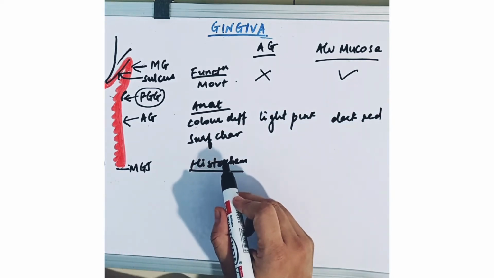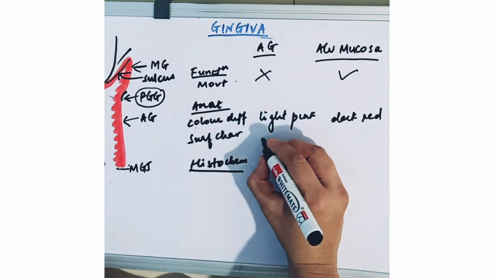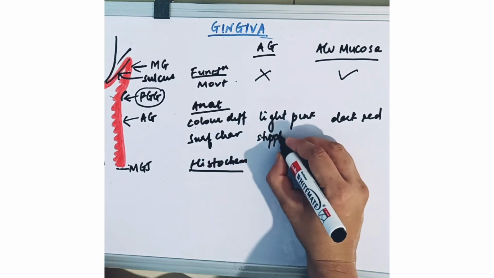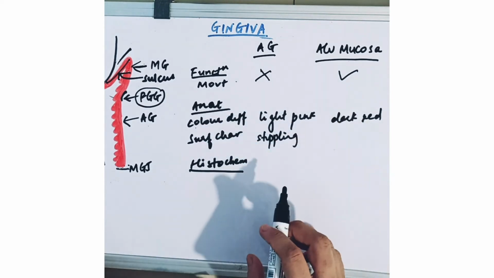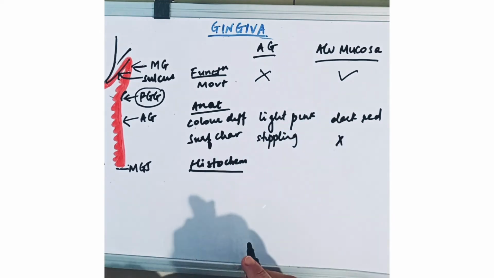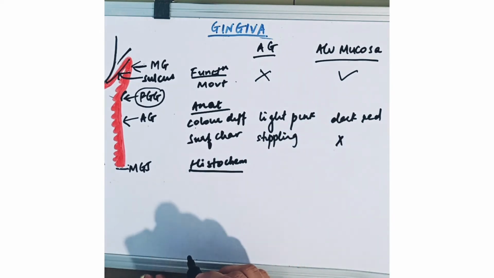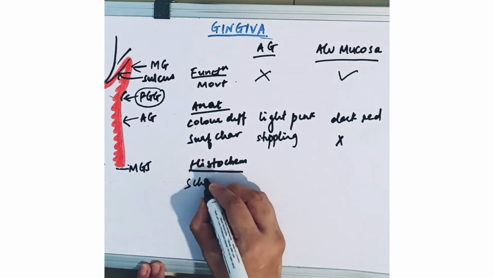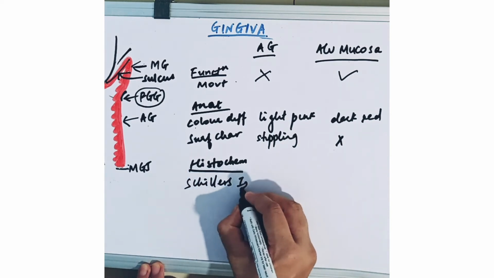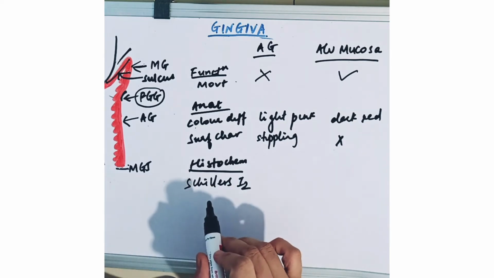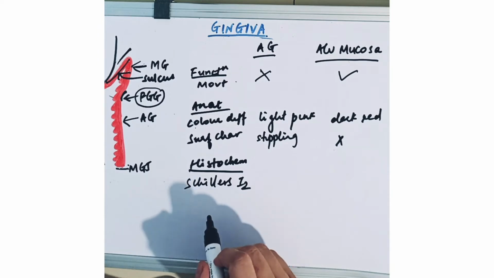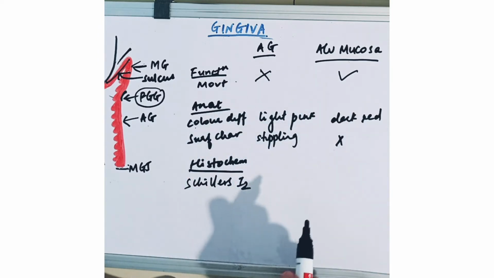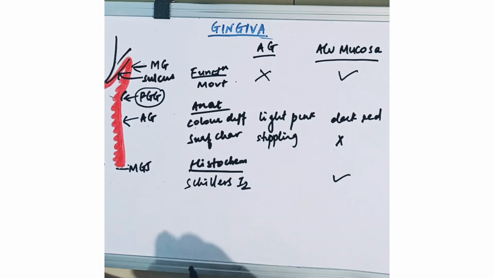Surface characteristics, when you consider stippling. So, attached gingiva will show the presence of stippling. What is stippling? We'll see in the further videos. Whereas in case of alveolar mucosa, there won't be any stippling present. Next test is the histochemical test, wherein there is this solution called Schiller's iodine solution. This solution is applied and it reveals the glycogen content which is present in the epithelium of the mucosa. Alveolar mucosa contains glycogen, so it takes up the stain, whereas attached gingiva will not take up the stain.